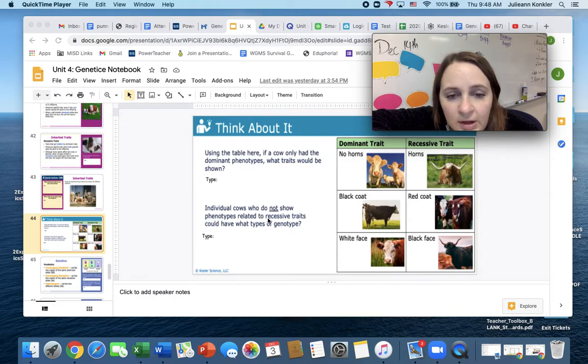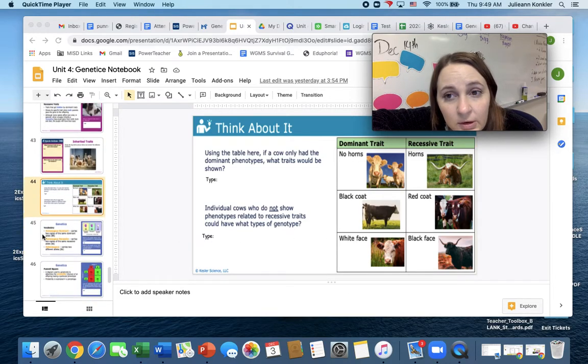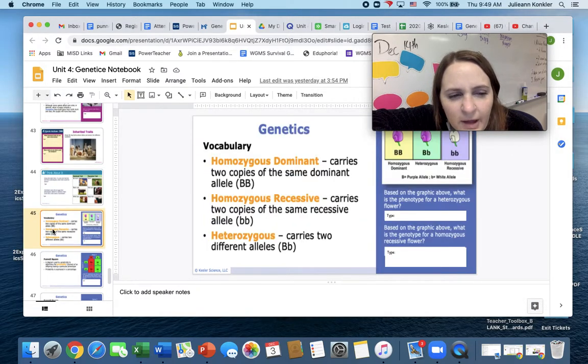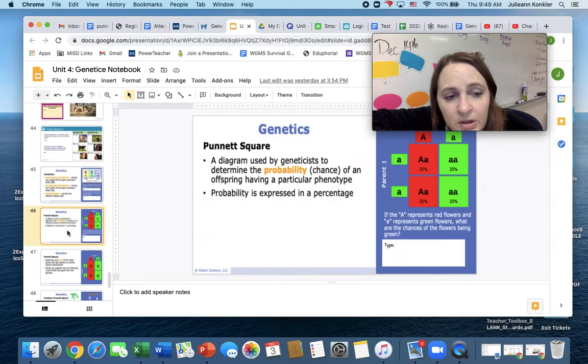Individual cows who do not show phenotypes related to the recessive traits could have what types of genotypes? And then we're going to talk about their genotypes. So that's those capital and lowercase letters, going through it all. Slide 45 talks about the homozygous dominant, or capital, homozygous recessive, lowercase, heterozygous, which is one capital, one lowercase. And it gives you an example of the flowers. Then we answer the questions.